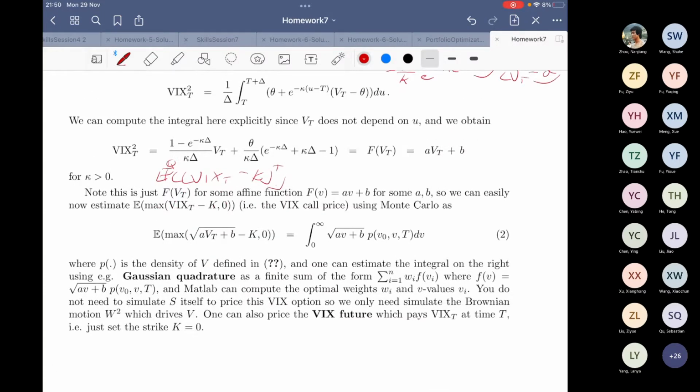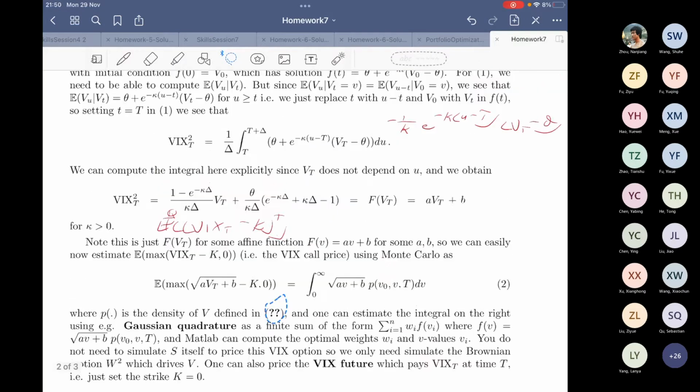This was referencing a formula in another document. But why is this handy? Well, it means you can price a VIX option simply as an expectation of an affine function. Well, it's a square root, because this is VIX squared, and we typically care about options on the VIX, not on VIX squared. So it's the expectation of the square root of A of VT plus B.